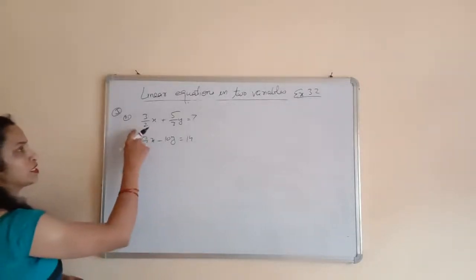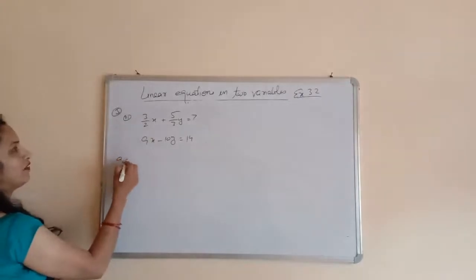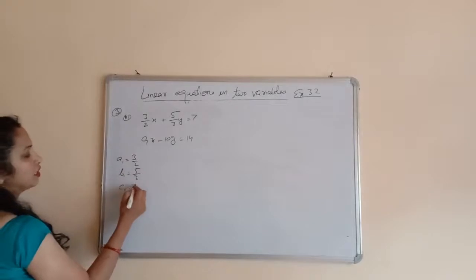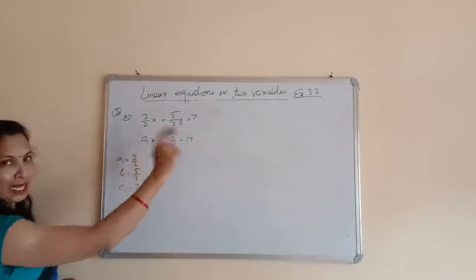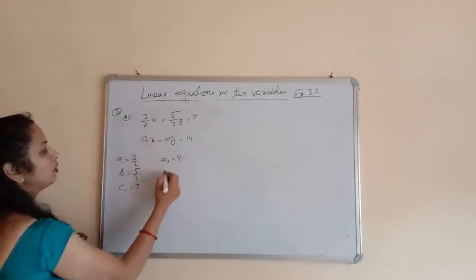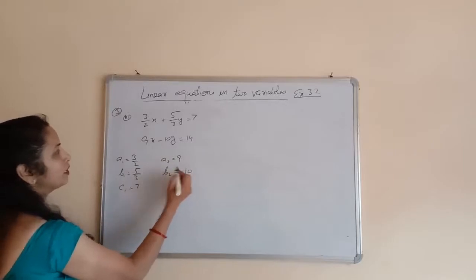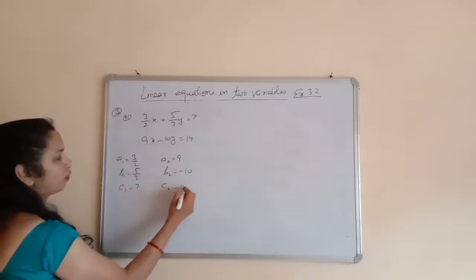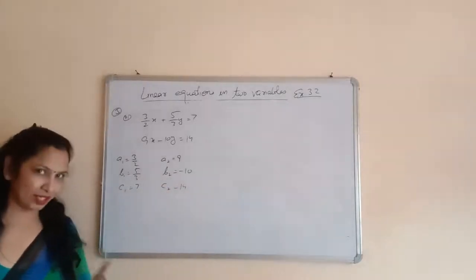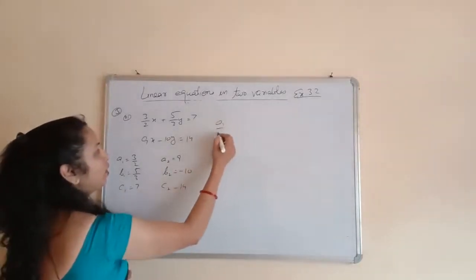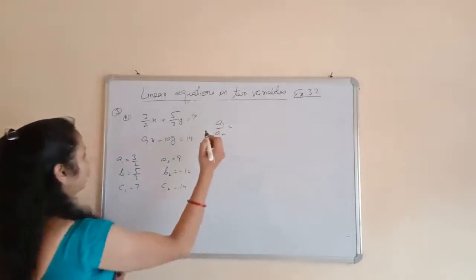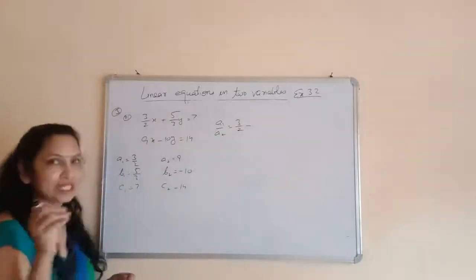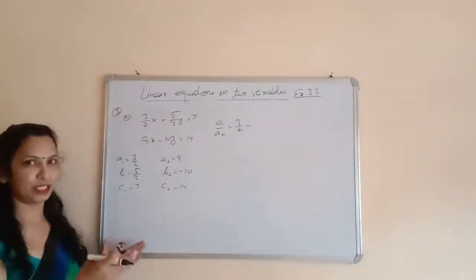So suppose this is the first equation. We will say that a1 is equal to 3 upon 2, b1 is equal to 5 upon 3 and c1 is equal to 7. And suppose this is the second equation. So a2 will be 9, b2 will be minus 10. Again, you have to put the value with sign, and c2 will be 14. So I am going to compare the ratios. First a1 upon a2. It means 3 upon 2 divided by 9. It becomes easy if you write it in the form of divided by.